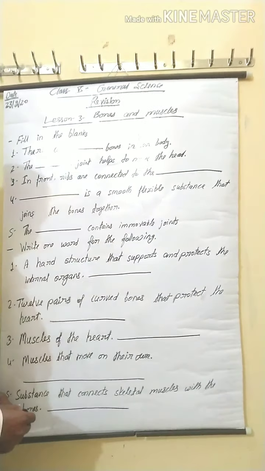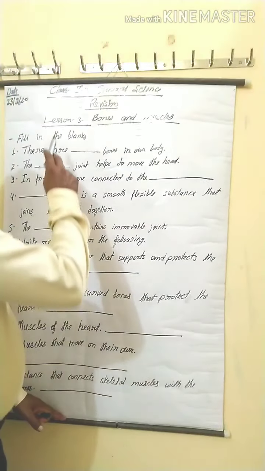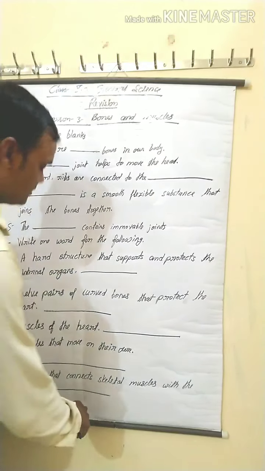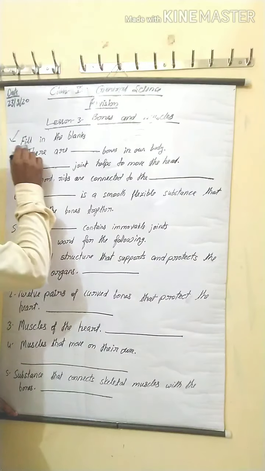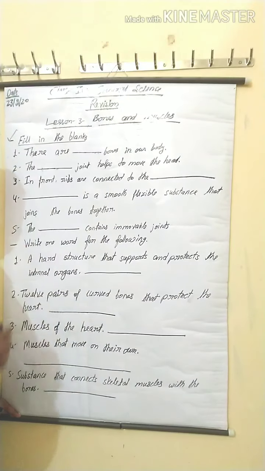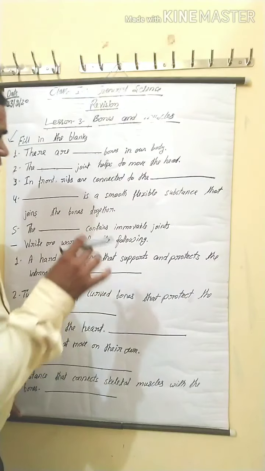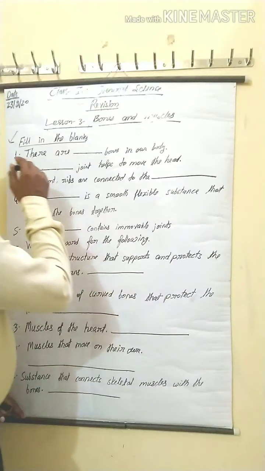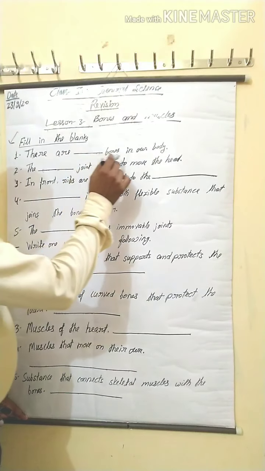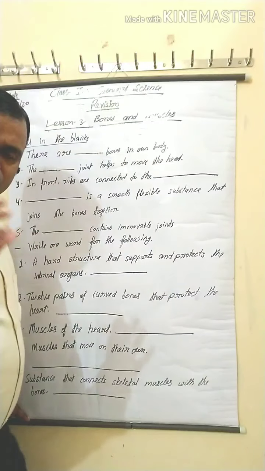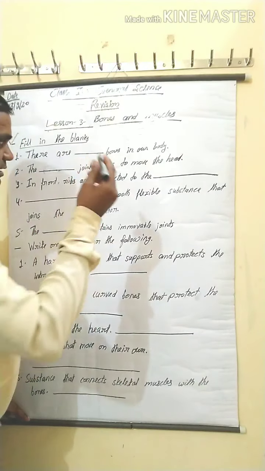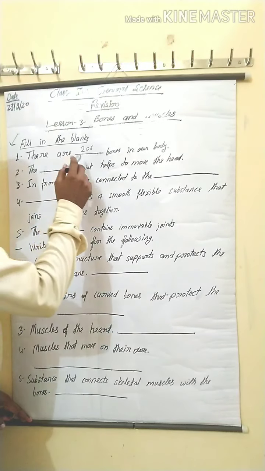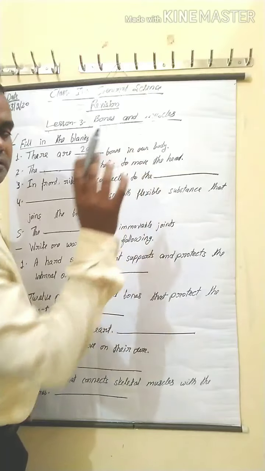Okay students, see here, lesson 3, bones and muscles. Today first we discuss fill in the blanks. Here 5 sentences are given, and each sentence has some blank space. Fill in the correct word. There are blank space bones in our body. You know how many bones are found in our body? Yes, right answer: 206 bones.